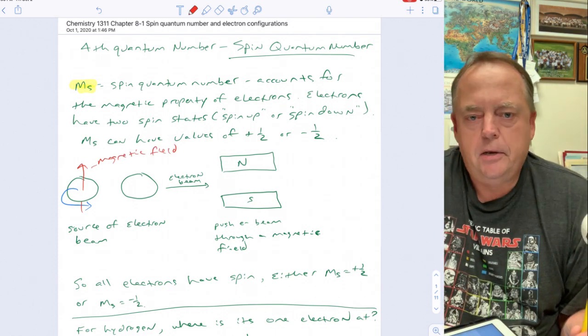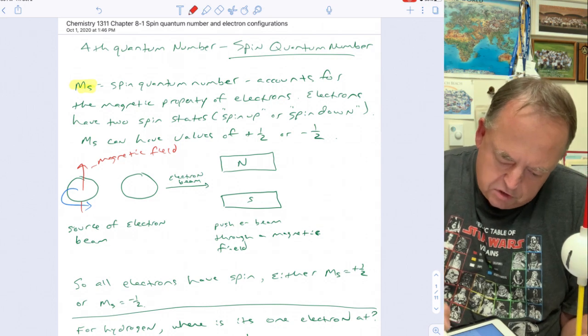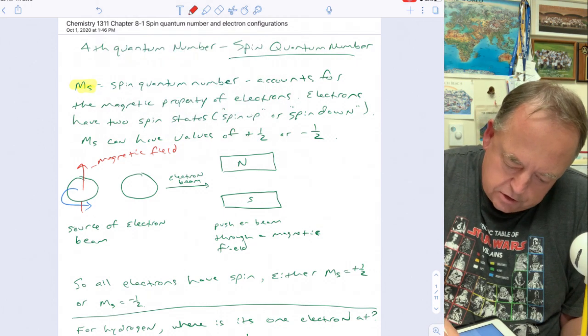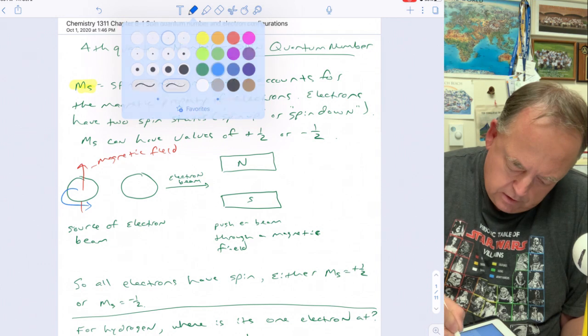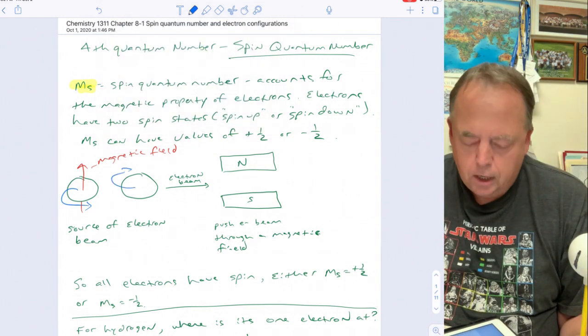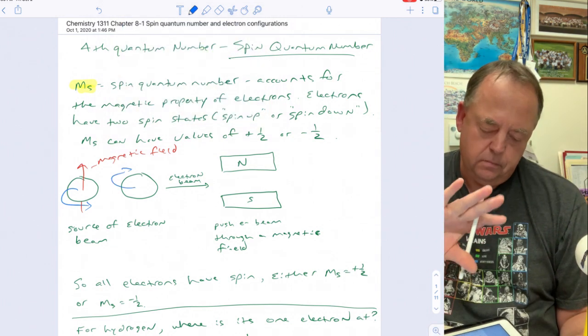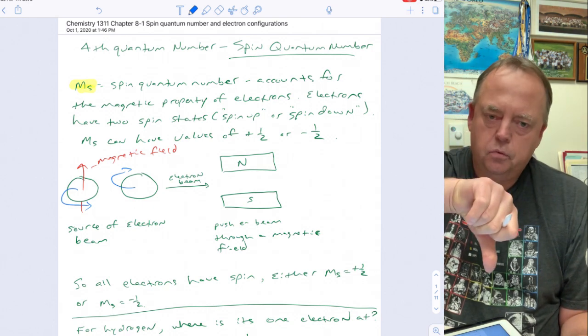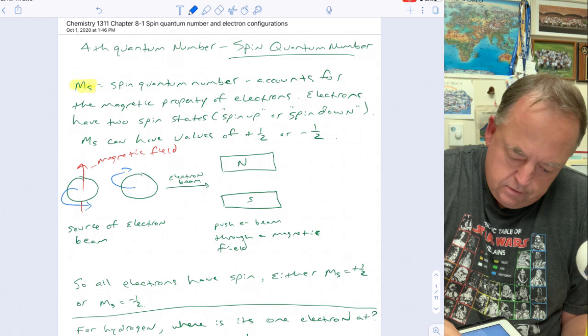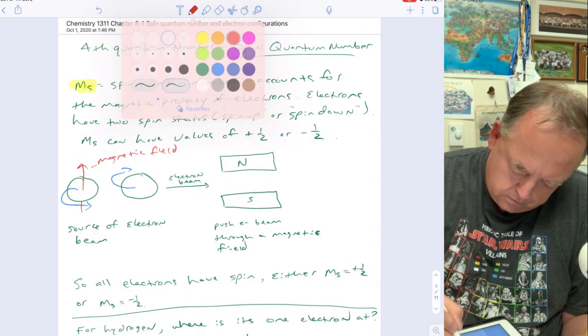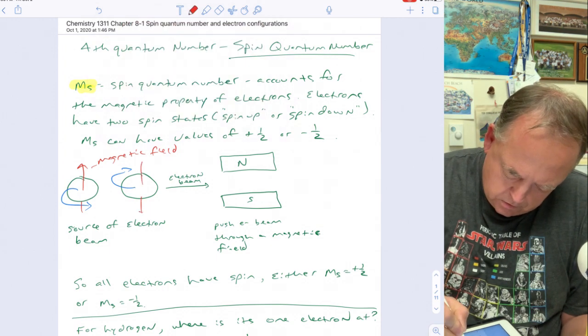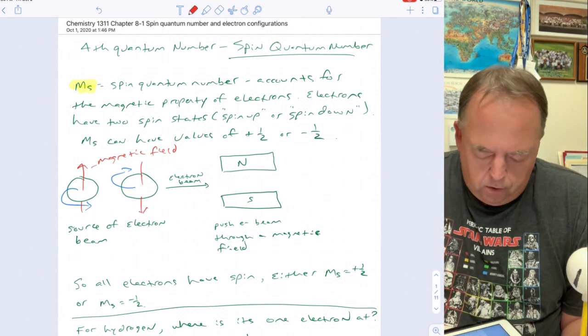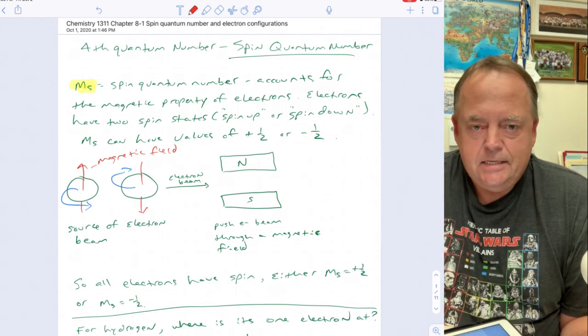We would call that spin up. Or if it was spinning the opposite direction, if it was spinning like that, and I wrap my fingers in the direction of the spin, then its magnetic field would be in the opposite direction. Okay, so that would be two spin states for the electron.